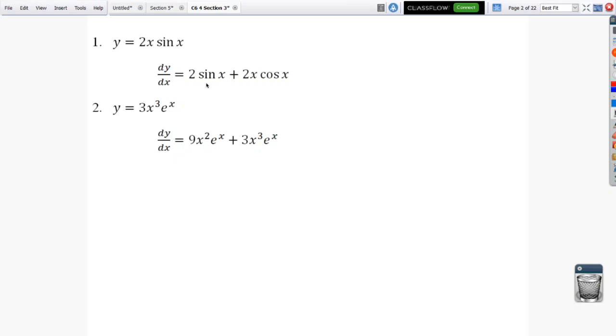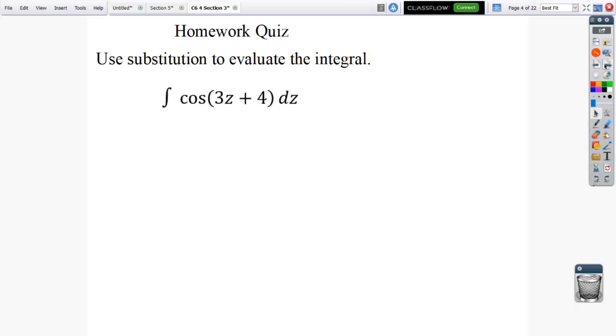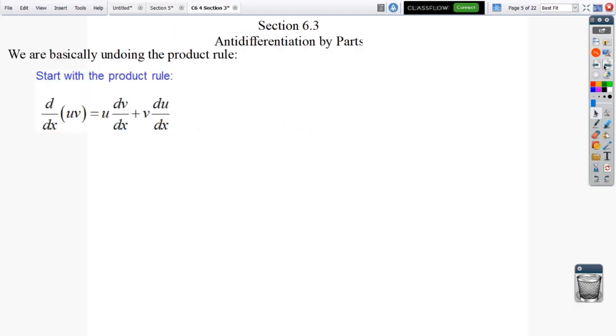Important stuff for us to know here, because integration by parts, or as this book puts it, anti-differentiation by parts, this whole process is about undoing the product rule. Like I said, there is going to be a formula that you're going to need to know for this one, and that formula is going to be derived from the product rule.